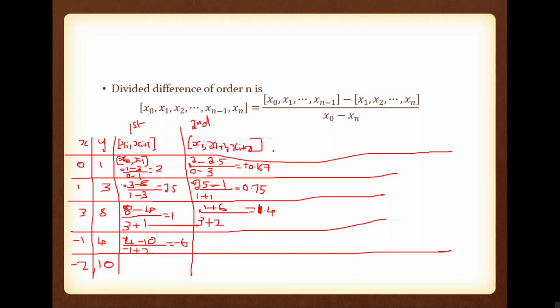So now the second divided difference is over. Please note, in the first divided difference, one data is absent. Here two data are absent.